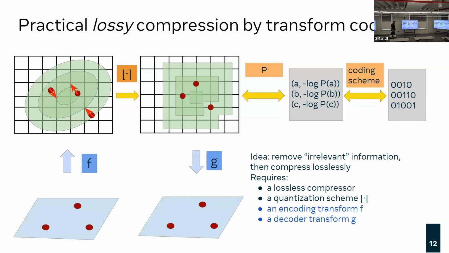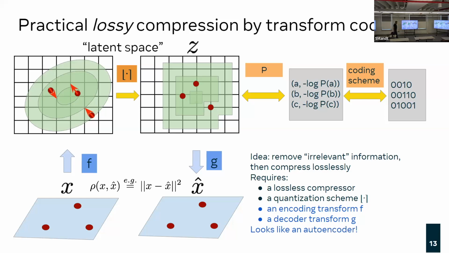Now, in practice, we don't quantize in the original space. So for example, we don't quantize in the original pixel space, but what we oftentimes do is called transform coding. And in transform coding, we have a mapping from the data space into another space in which we quantize and losslessly compress. And then if we want to reconstruct our data, we then take another mapping G that takes us back from that compression space into our data space.